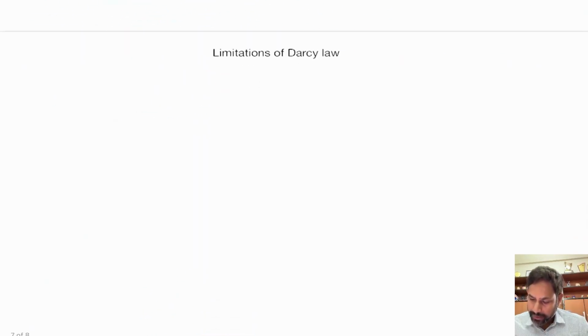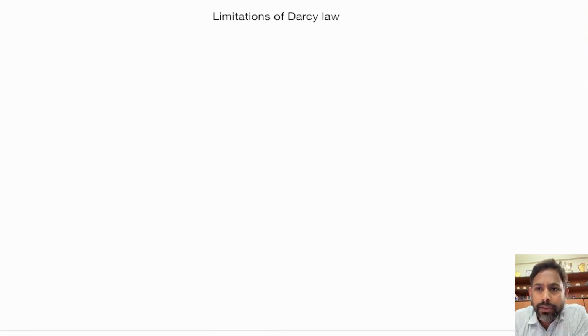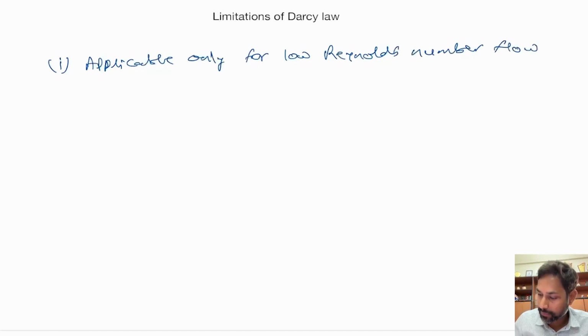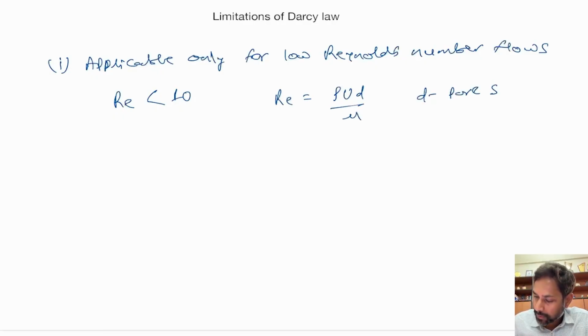But one thing we will see is that the Darcy's law that we have seen is not a universal form, and by that I mean it is not applicable in all conditions. Rather, it has several limitations. One of the primary limitations is that it is applicable only for low Reynolds number flows. Basically, when the Reynolds number is smaller than 10, then Darcy's law is applicable. Reynolds number in this case is usually defined as rho u d over mu, where d is the pore length scale.